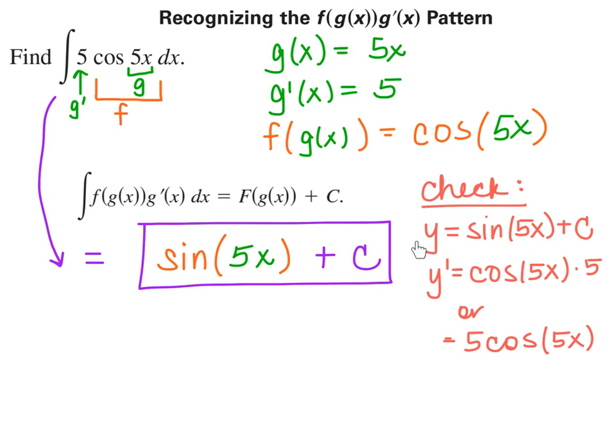And when I check that, if my original function is sine of 5x plus c, the derivative is cosine of 5x times 5, which is also 5 cos 5x, which is what I started with.